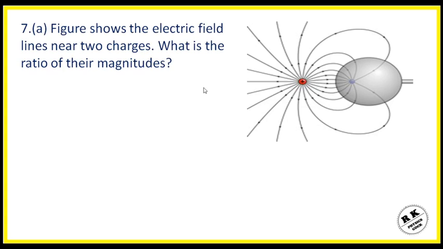Now let us see the question. Figure shows the electric field lines near two charges. What is the ratio of their magnitude? Now this is a home assignment for you. How do you find out the ratio of charges from this figure? It is easy from counting.